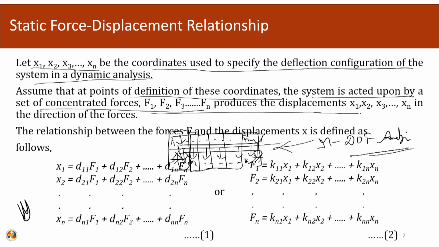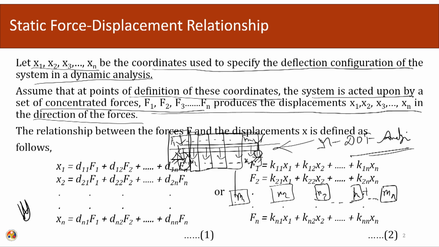So, this force produces the displacement x1, x2 in the direction of the forces. Or if you look into our other analogy, we can say that instead of 2 masses, now we have an infinite number of masses. So, this was mass m1, mass m2, mass m3, mass m4 till mass mn. Then this was the chosen degree of freedom x1, x2, x3, x4 till xn. So, at each chosen degree of freedom, our forces are acting F1, F2, F3, F4 till Fn.